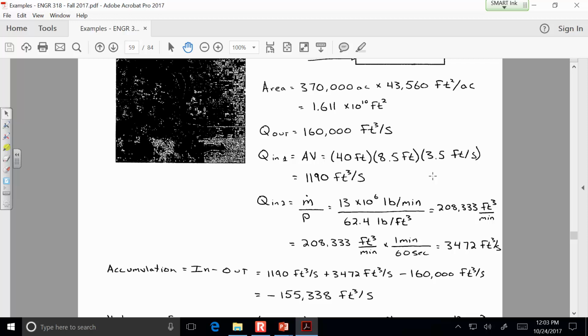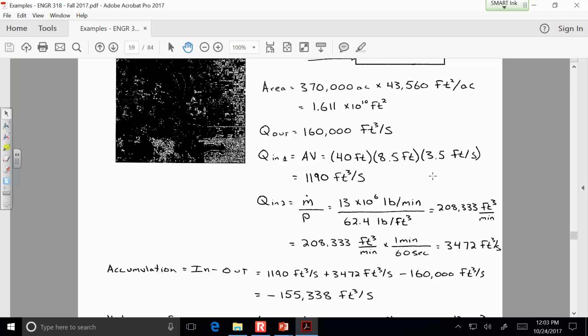So looking at the differences there, the outflow is 160,000, inflow 1 is only 1,190, inflow 2 is only 3,472, so there's a big difference there. The net outflow is more than 155,000 CFS. Even though we still have some water coming in, there's a lot more water going out of the reservoir than is coming in, and so that's why the water level is going to be decreasing.